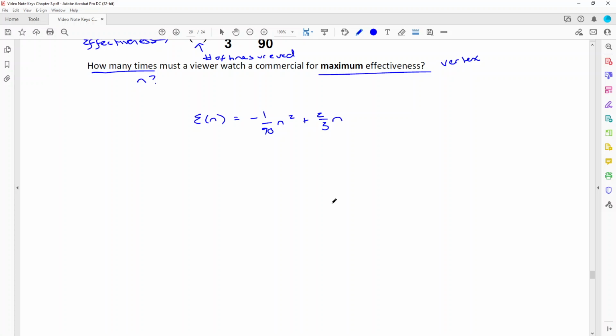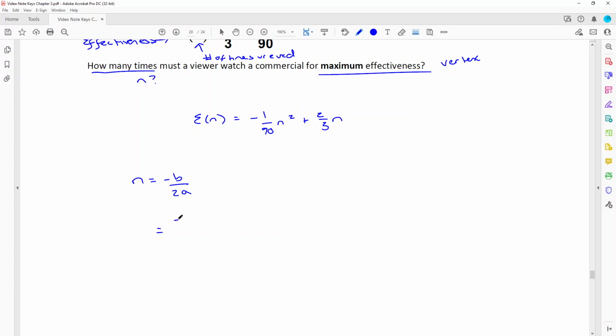Now here's one where you might convince me not to complete the square. The reason why is it's fractions, and they're kind of really gross fractions. And the other reason is they don't ask you what is the effectiveness. They just want to know n. They only want to know the x value of the vertex. So the x value of the vertex, n, is going to equal -b/2a. I'm going to use the formula.